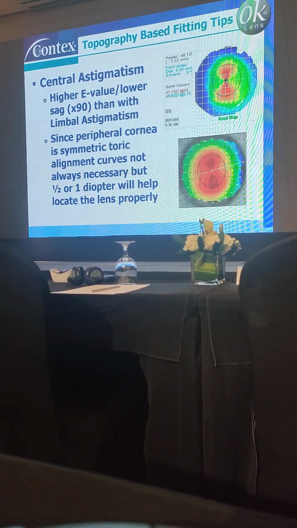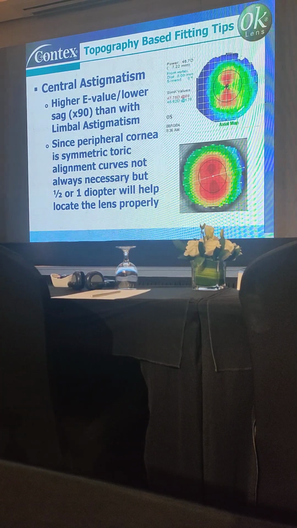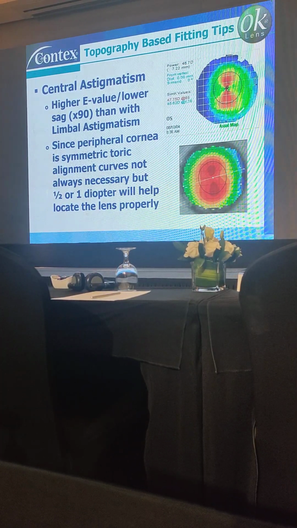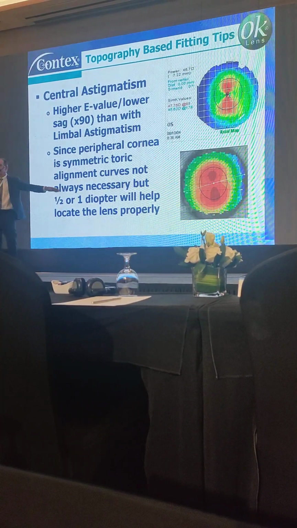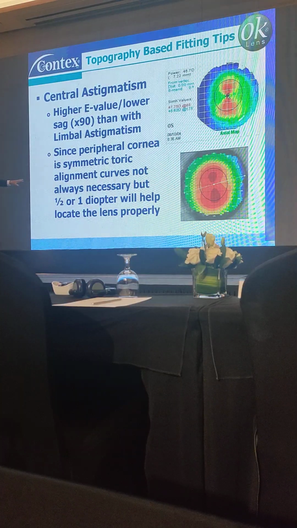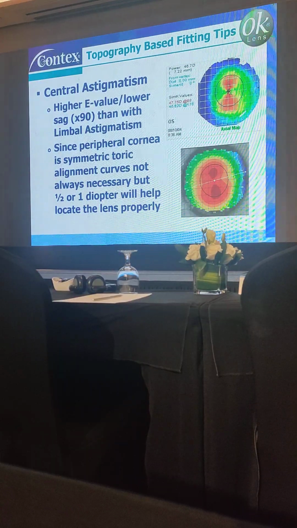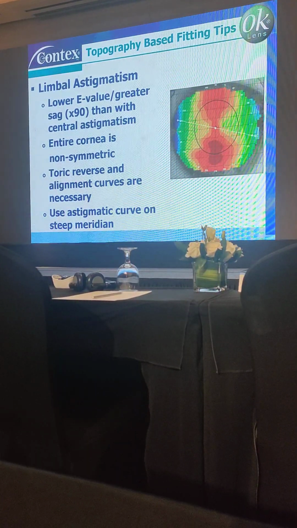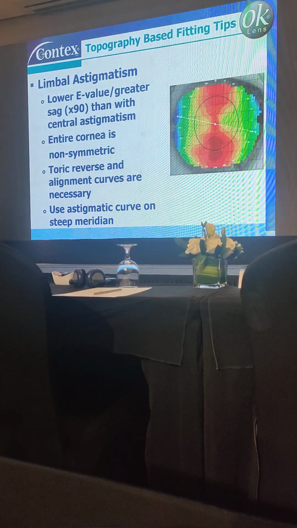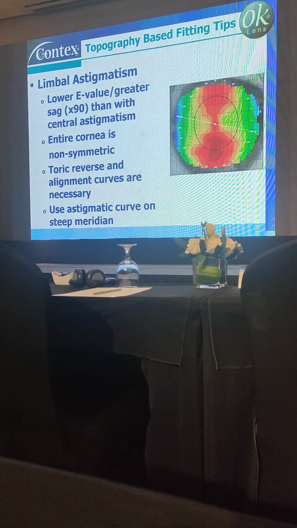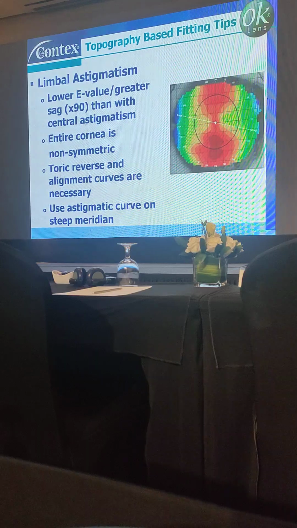Central astigmatism: higher E value, lower sag at axis 90. The vertical cornea is symmetric, so toric alignment curves are not always necessary. And I do say half or 1 diopter of toricity can work very well there. That's showing a couple of central astigmatism maps. This is the limbal astigmatism: E value greater, so your sag is lower, so you're going to need the toric alignment curves on that cornea.